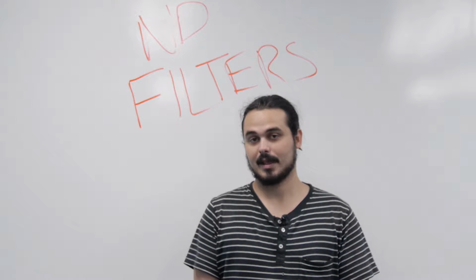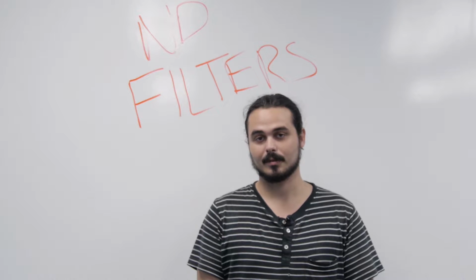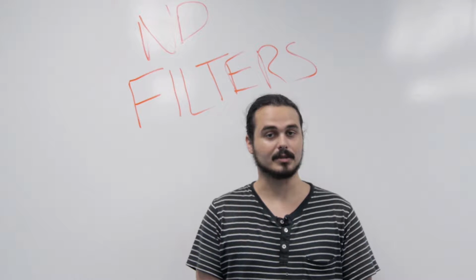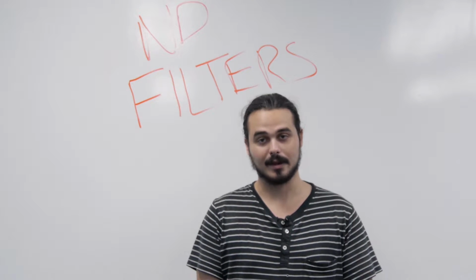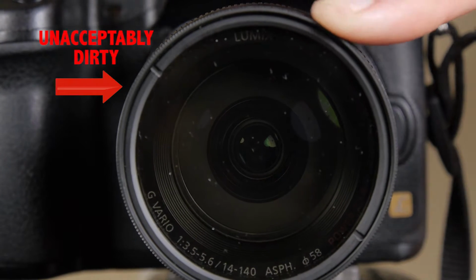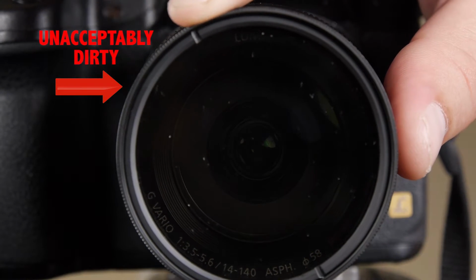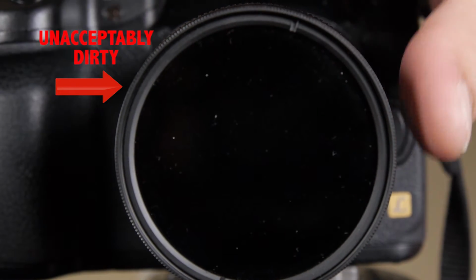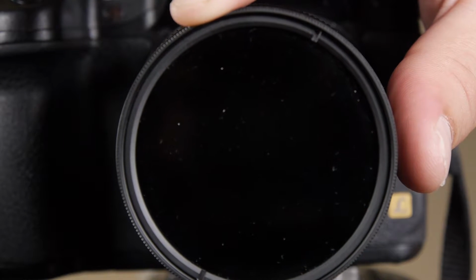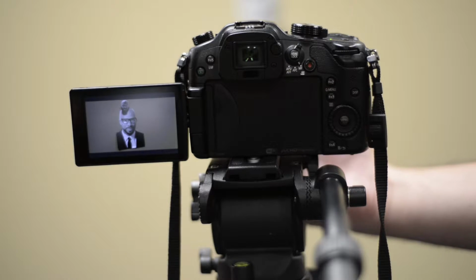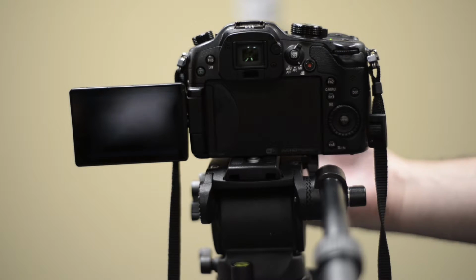ND filters act like sunglasses for your camera. They reduce the light and darken the image when it's too bright. Our ND filters are called variable ND filters because you can turn them to get increasing steps of darkness, allowing you to bring down your exposure by one stop or several stops.